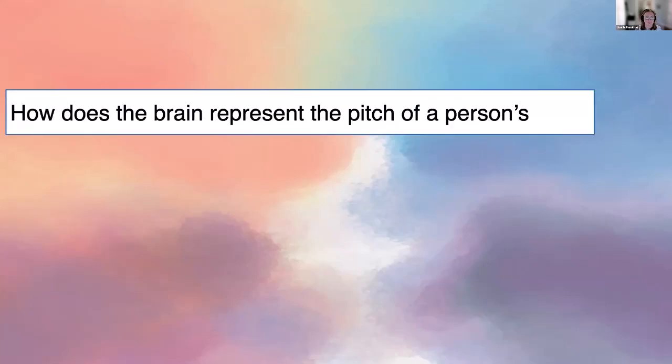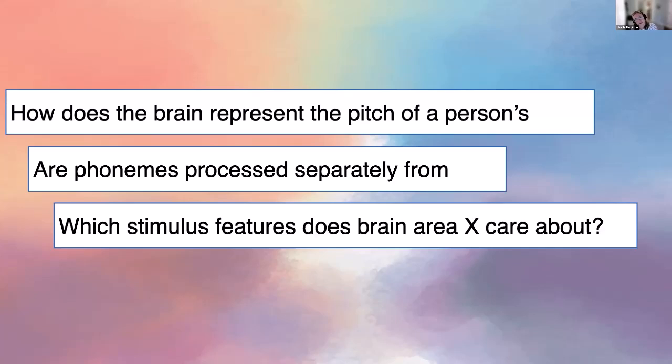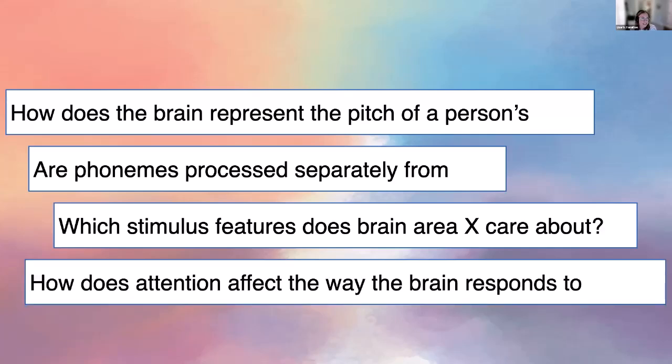So let's say you've bought into this idea of fitting encoding models. There are a number of different questions that you might be able to answer with this. So here we have, let's say you're interested in how does the brain represent the pitch of a person's, that should say voice. This got cut off. Are phonemes processed separately from pitch in the brain? Which stimulus features does brain area X care about? And then how does attention affect the way the brain responds to speech? So all of these are questions that you could answer with this method.